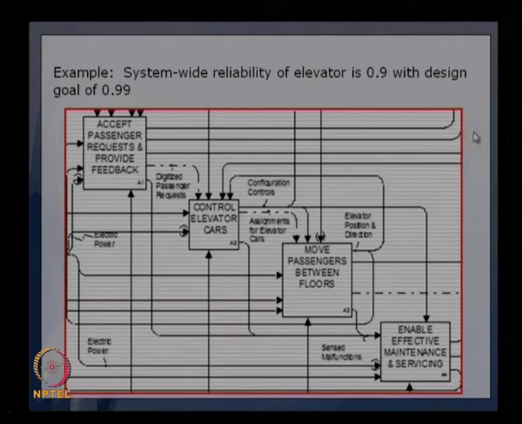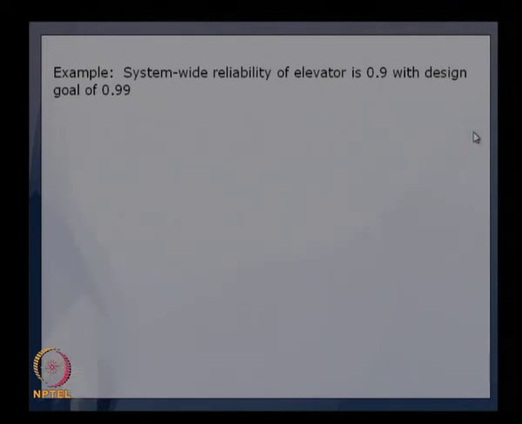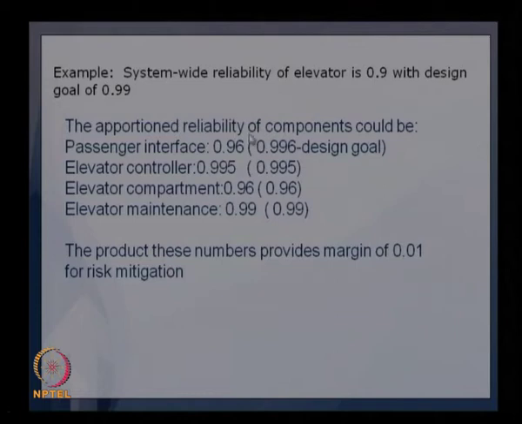So, in the apportionment method, what we do is we write down the requirements, the reliability of components. For example, the passenger interface can have a reliability of 0.96 with 0.996 as the design goal. Similarly, the elevator controller can have a reliability of 0.995 with the design goal of 0.995, and the elevator compartment can have a reliability of 0.96 with a design goal of 0.96, and elevator maintenance can have 0.99 with 0.99 as the design goal.